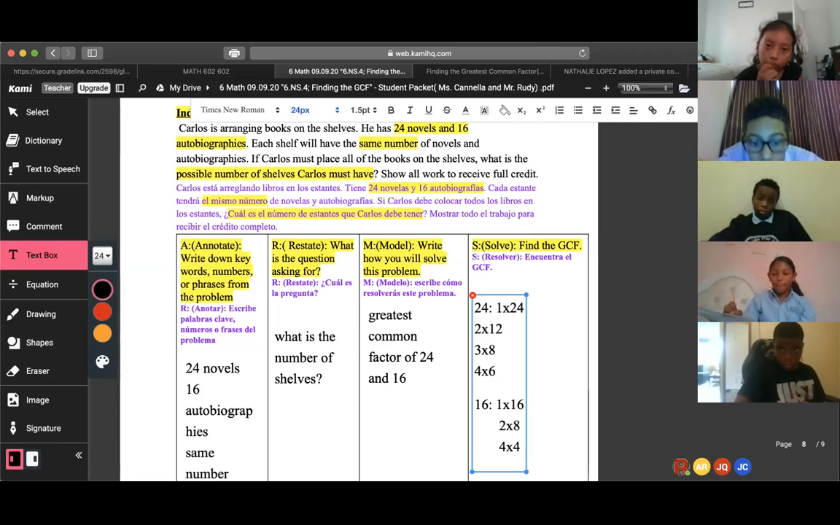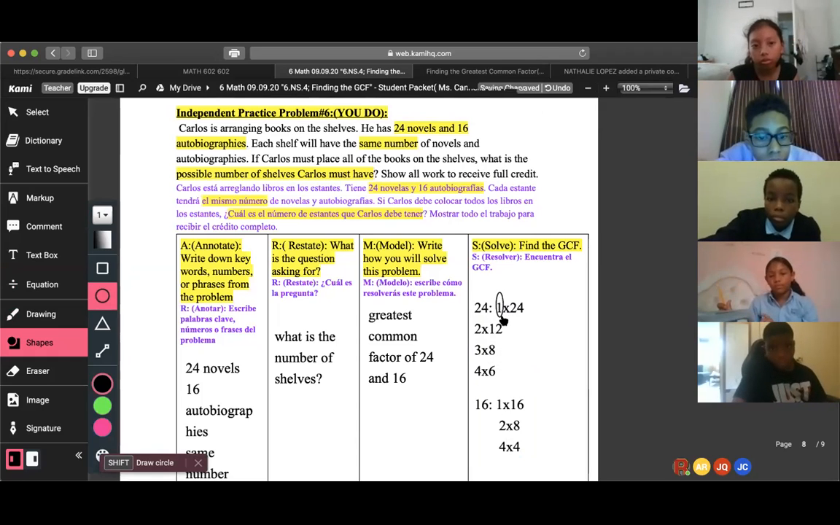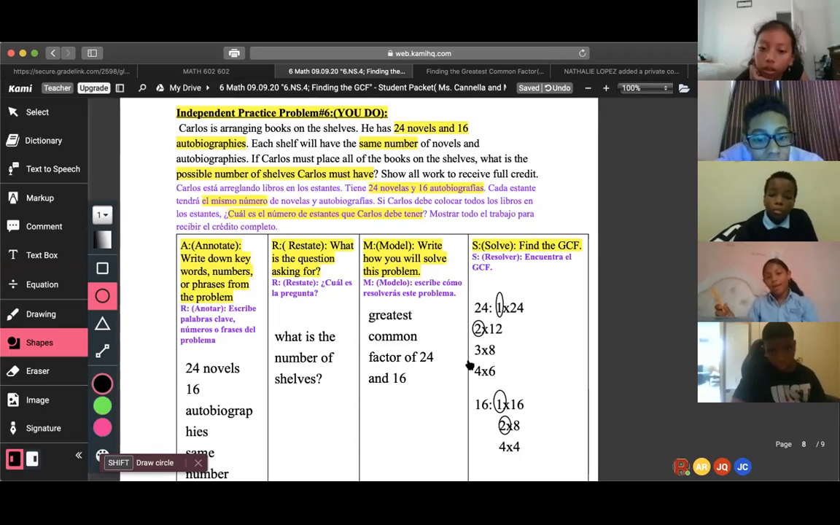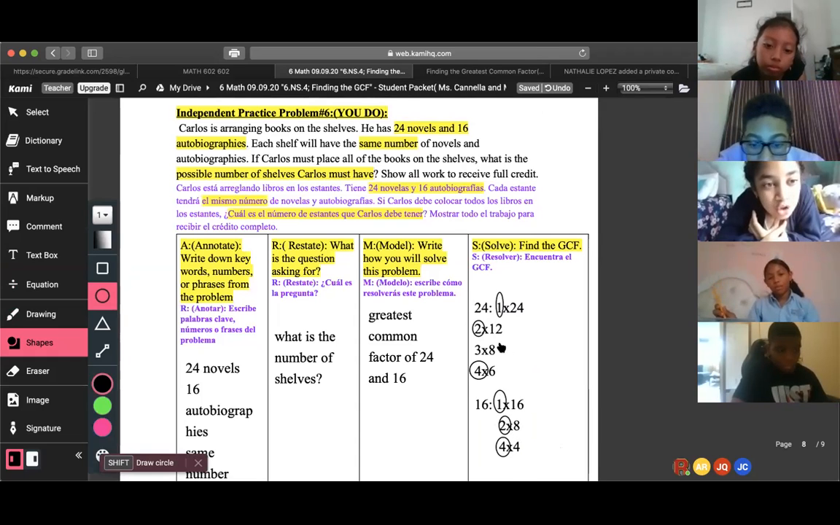Now, Isabella, what number do both 24 and 16 have in common? What do they both share? Let's circle them. Do they have a 1? Yes. Do they share a 2? No. Okay, good. Do they both share a 4? Yes. So the GCF is what number? Is it 1, 2, or 4?